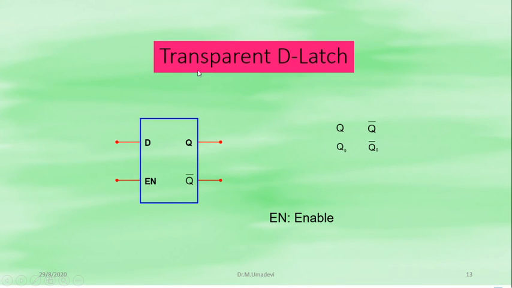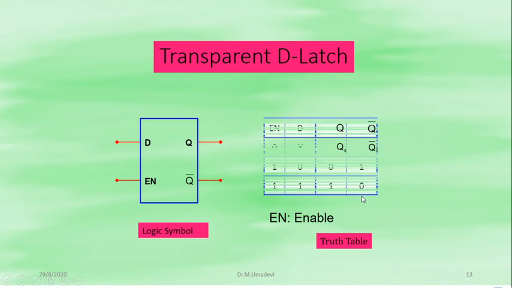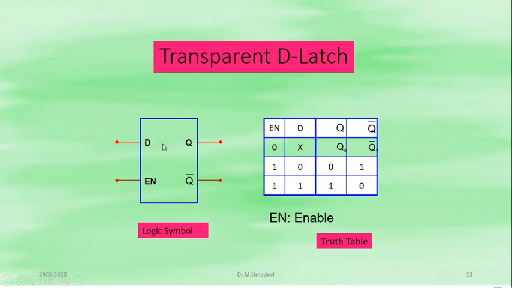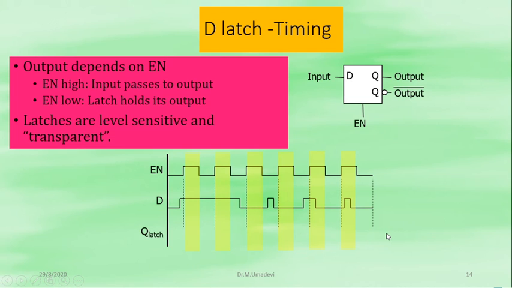So here I have given the transparent D latch logic symbol along with a truth table. D is the input, EN is also an input. Instead of clock we will be using EN, enable. Q and Q bar are the outputs, and the truth table gives: when enable is equal to 0 and D is a don't care condition, Q is equal to the previous state. When enable is high, 0 gives 0, 1 gives 1. Okay, this is the truth table for the D latch.